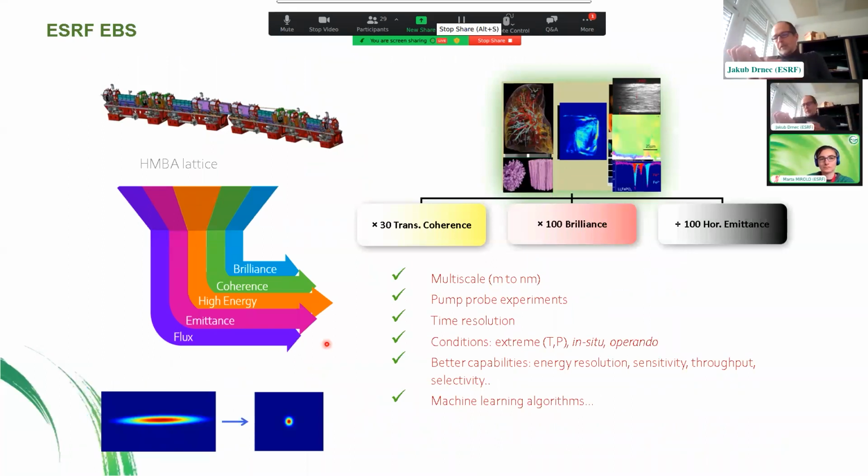So at ESRF, we now use our new tool, which is called the Extremely Brilliant Source. It's a new synchrotron, which has much higher brilliance, much higher coherence. We can achieve coherence and brilliance at much higher energy. We have much smaller emittance, and we have much higher flux. So this helps us in all these tasks. This machine is built for this kind of characterization where you need really high spatial resolution with maximum speed, and you ideally want to use multimodal approaches.